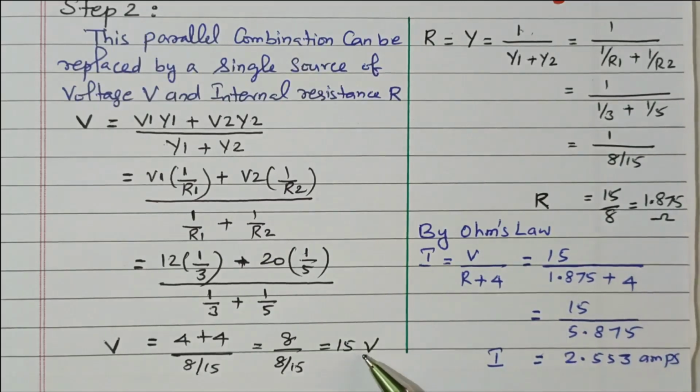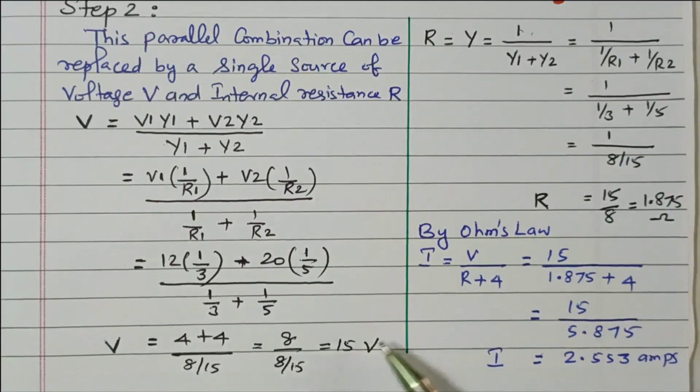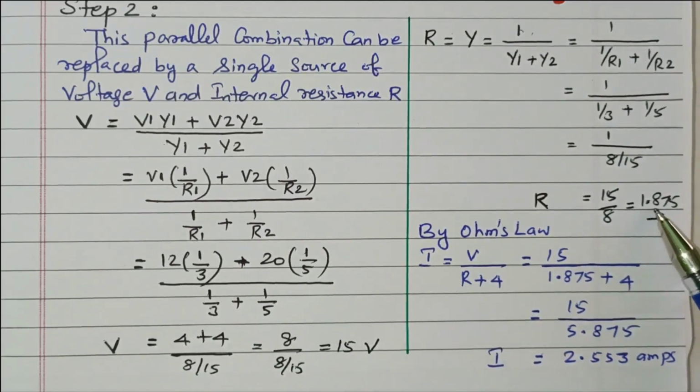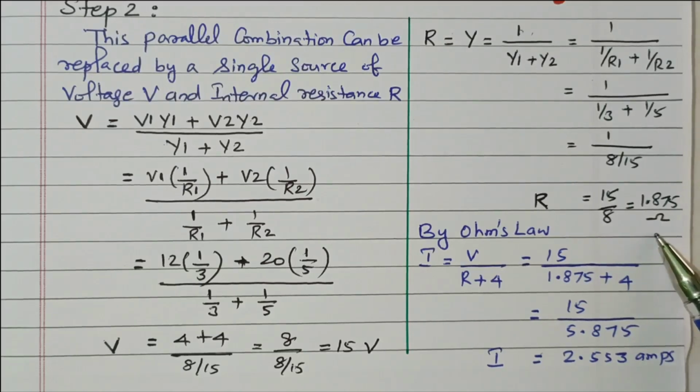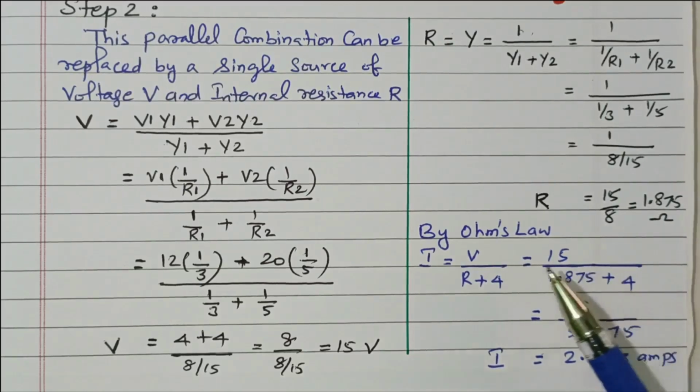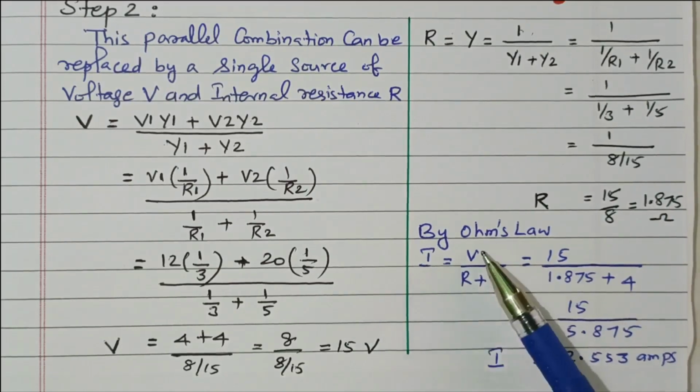Now we calculated the single voltage source as 15 volt and single resistance as 1.875 ohm. So from this we can easily calculate the current flowing through the 4 ohm resistor. That is by Ohm's law, I equal to V by R.